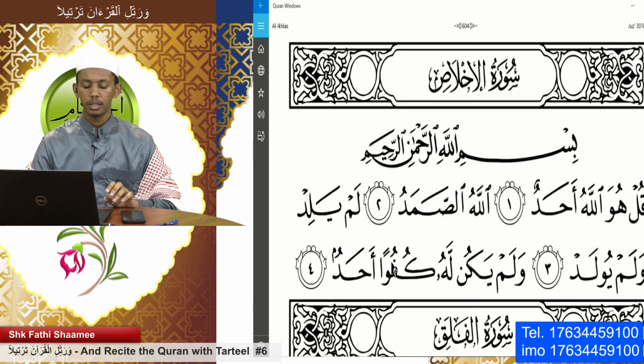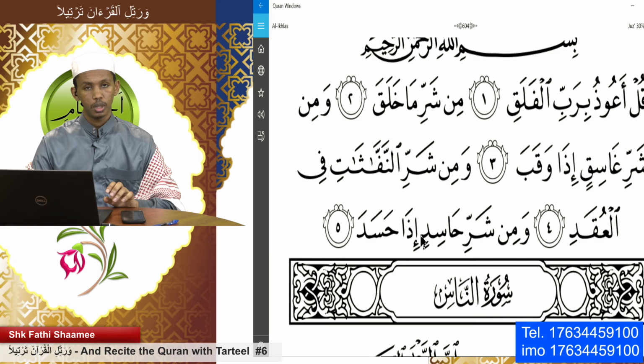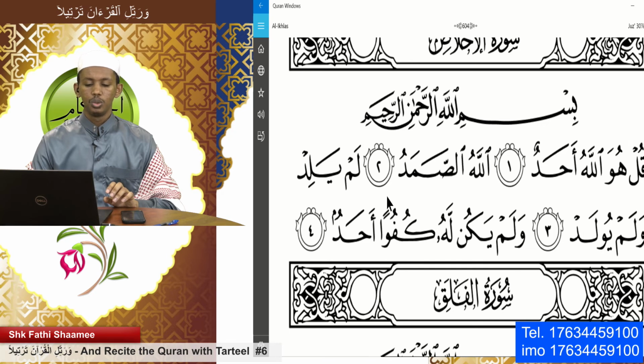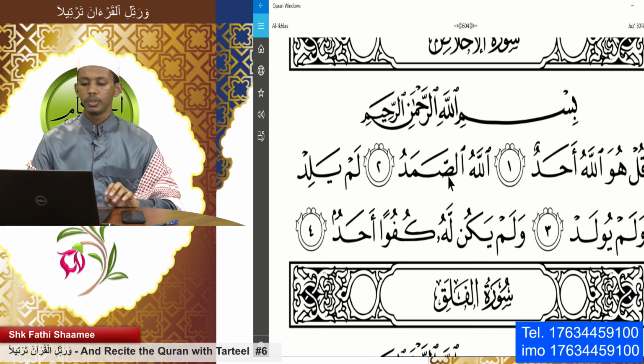Kufuwan, show the noon sound, just like we did in Surah Al-Falaq when we said hasidin and ghasiqin. We show this noon sound in this tanween here as well. So wa lam yakun lahu kufuwan ahad. Kufuwan ahad. Inshallah ta'ala, I'll recite this one more time and then we will be done.